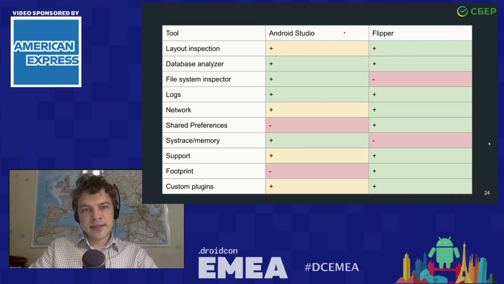Flipper lacks advanced memory and tracing features, but provides shared preferences analysis, a better layout inspector, and a networking inspector. It provides great support, a small footprint, and custom plugins. It's also useful if you don't want to install Android Studio, in case you're a tester or designer. This can be really helpful.